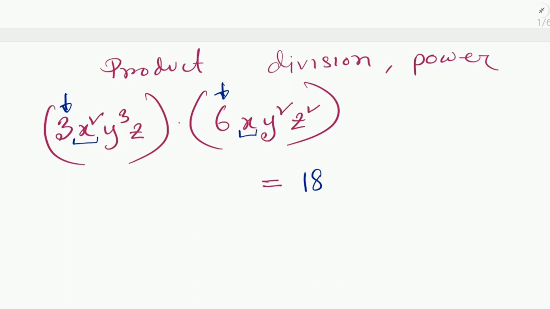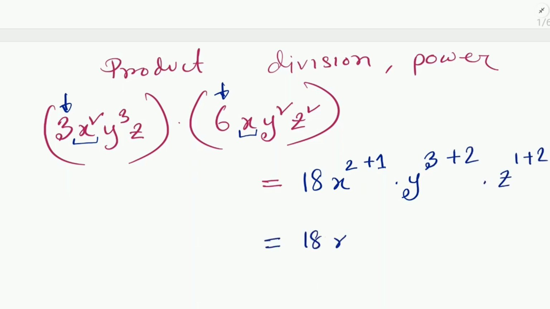Then one by one we'll look. Here the x squared and here the x. So we'll write x and we'll add their powers. X from the first monomial gives us power 2, x from the second monomial gives us power 1. So we'll just sum them. Now we'll consider y. Y has 3 initially, and then in the second monomial it has 2. Z: 1 plus 2. So our answer is 18x cubed y to the 5 z cubed.